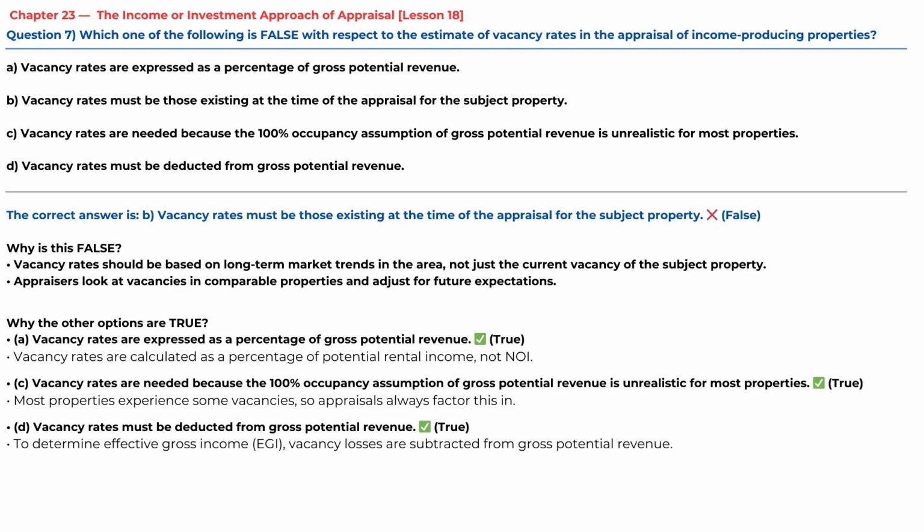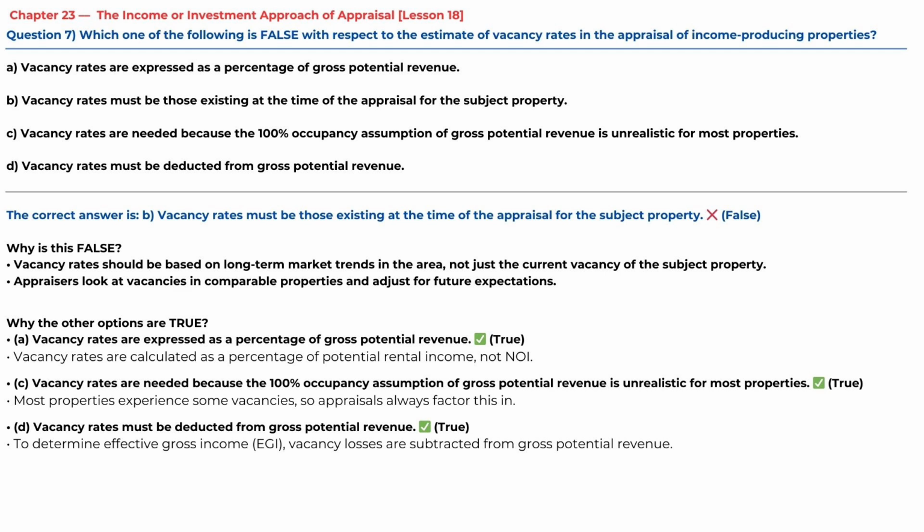A. Vacancy rates are expressed as a percentage of gross potential revenue. True. Vacancy rates are calculated as a percentage of potential rental income, not net operating income. C. Vacancy rates are needed because the 100% occupancy assumption of gross potential revenue is unrealistic for most properties. True. Most properties experience some vacancies, so appraisals always factor this in.